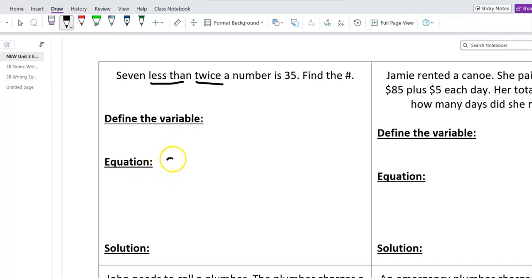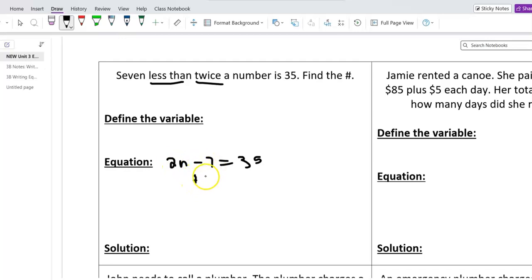So we have 2 times the number, so 2n, less than 7. So just a reminder, the word than, that's telling us to switch the order here. The 7 came first, the twice came second, but we're going to flip the order because that than right there is a keyword that tells us to flip the problem. And so now we have our equation set up, 2n minus 7.